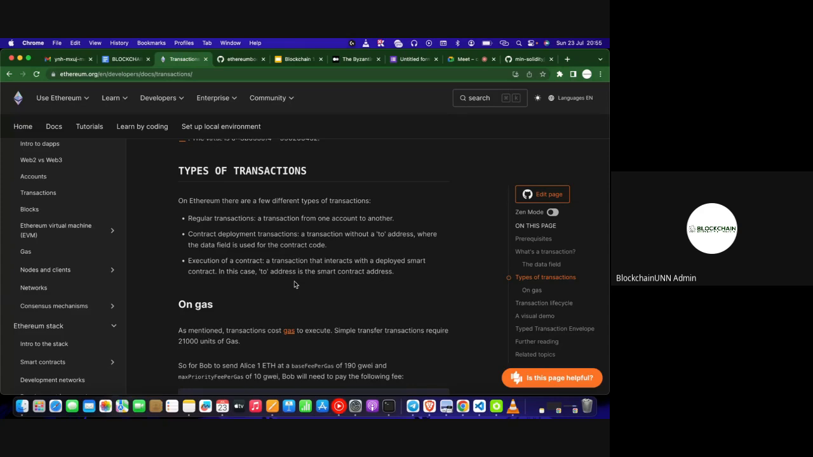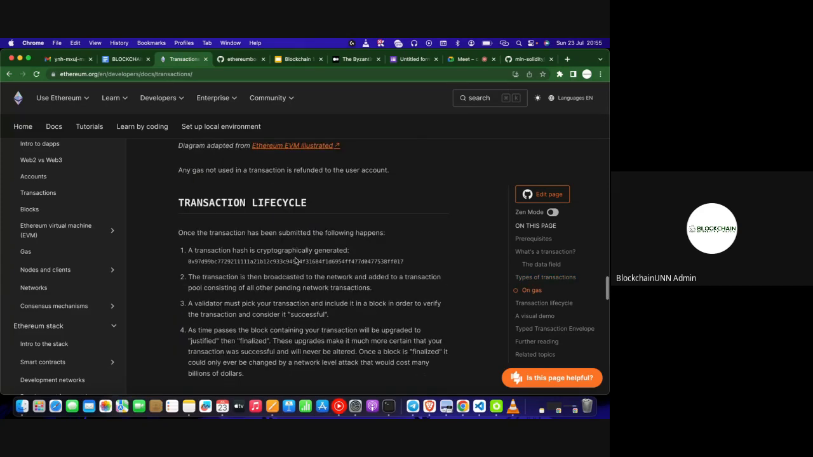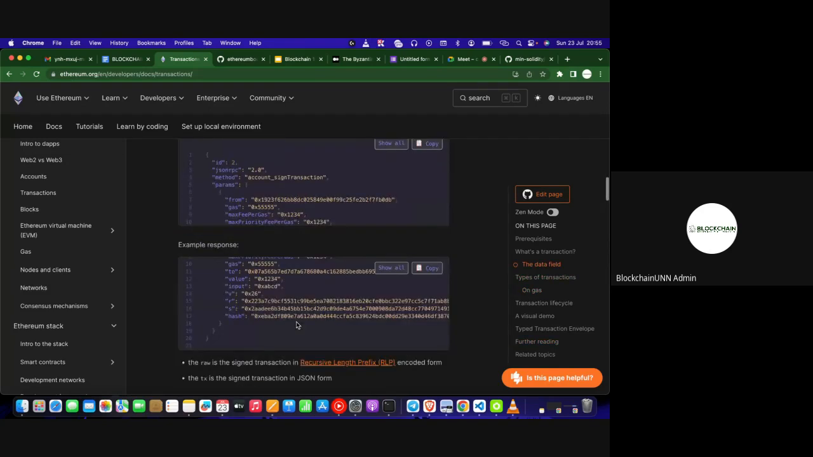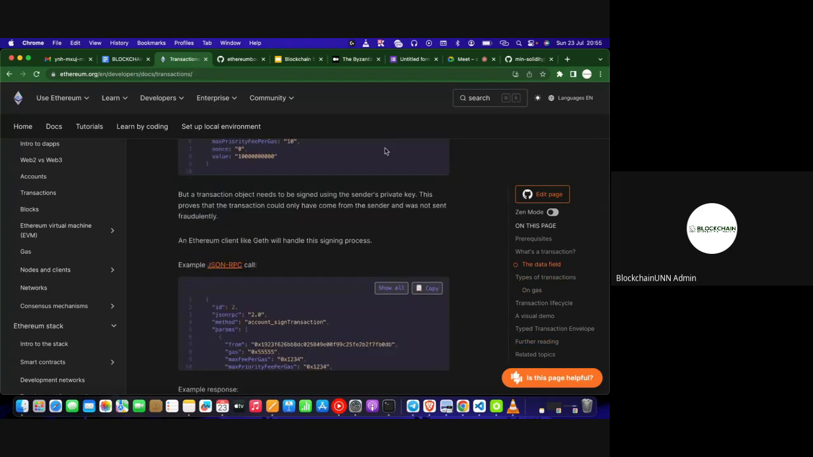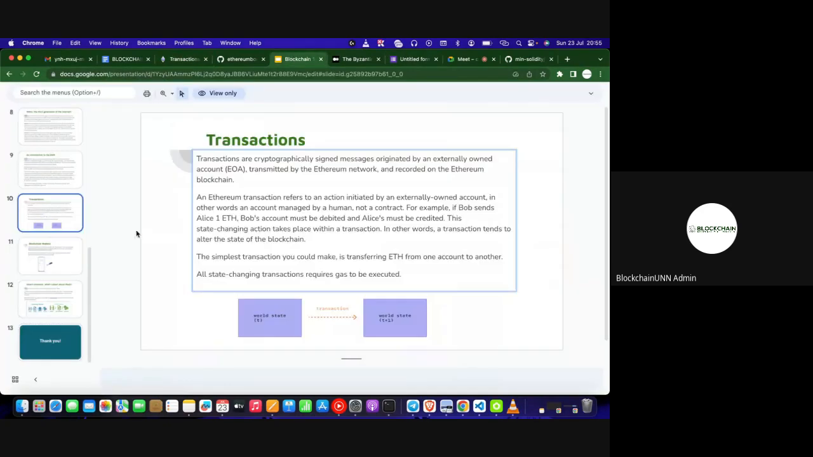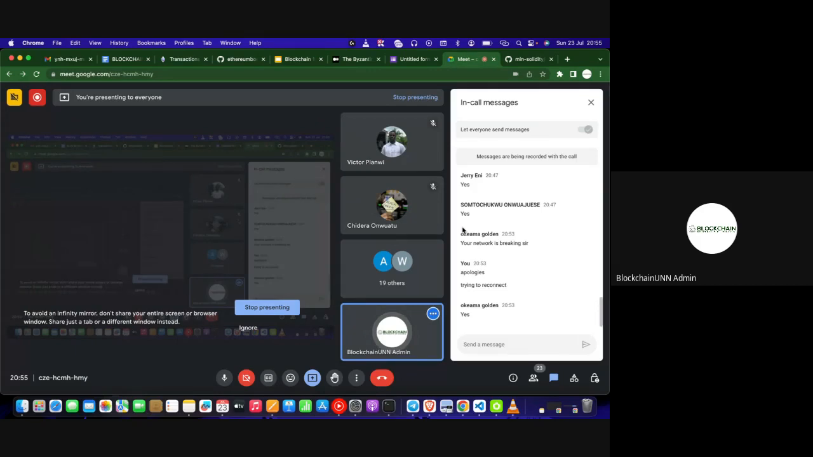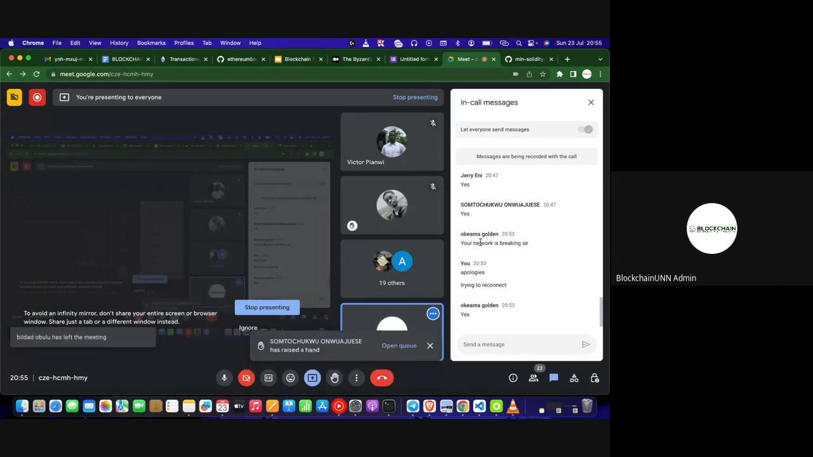So it's the third type of transaction. The rest of the types of transactions can be read up on, because we are out of time. We have 5 minutes to go. The next thing I want us to look at is blockchain wallets. But before then, does anybody have any questions pertaining to transactions?